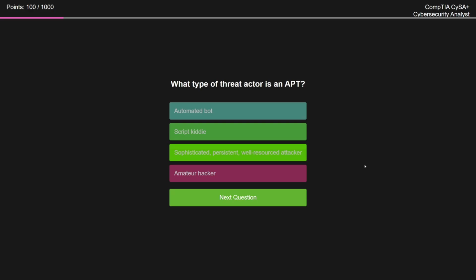And, I mean, sophisticated. They're really sophisticated, meaning they use highly technical, custom-made attacks a lot of the times, right? Exploits. Zero-day vulnerabilities.